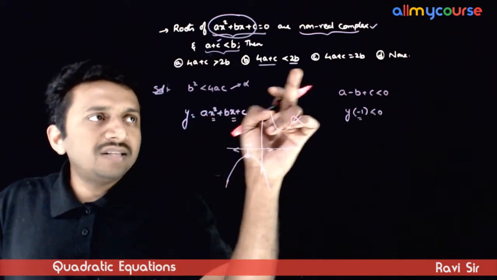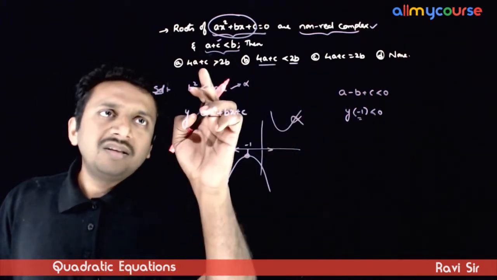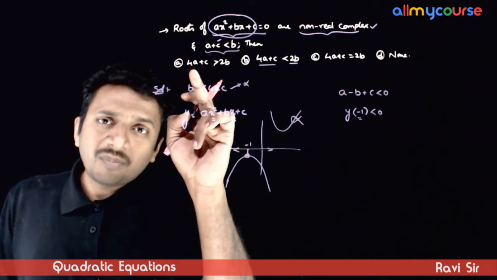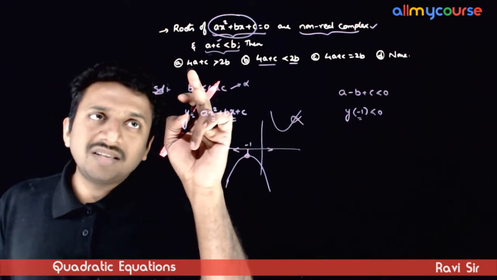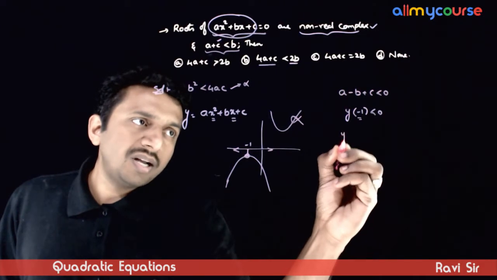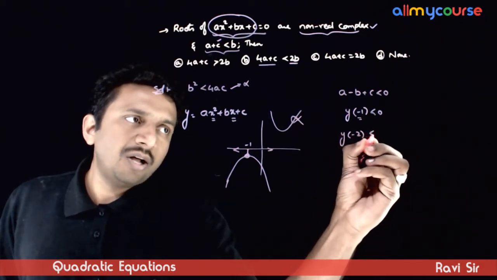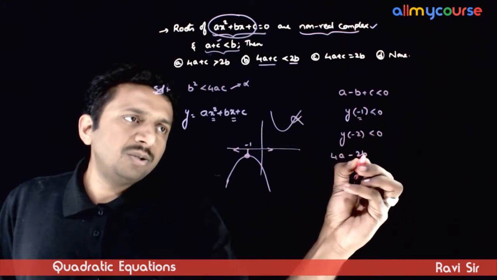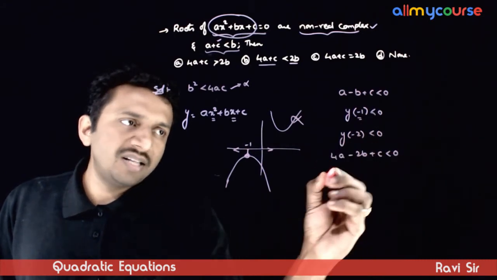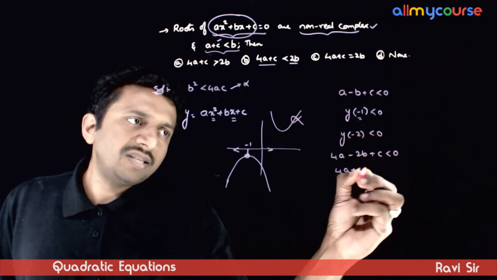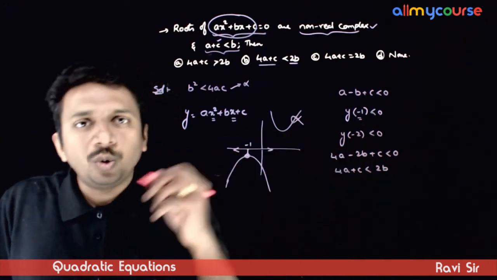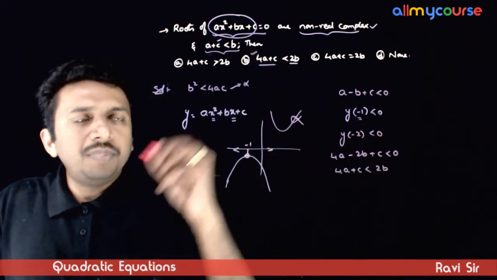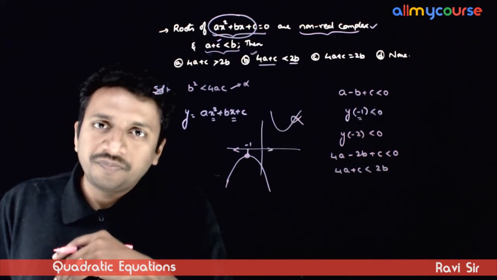And if you carefully see the conditions which are given, the conditions are about y at x = −2, right? So what is y at −2? This should also be less than 0. So 4a − 2b + c has to be less than 0. 4a + c has to be less than 2b. So answer B is the right answer to this question. Thank you.